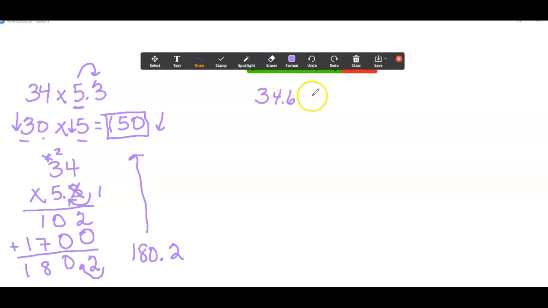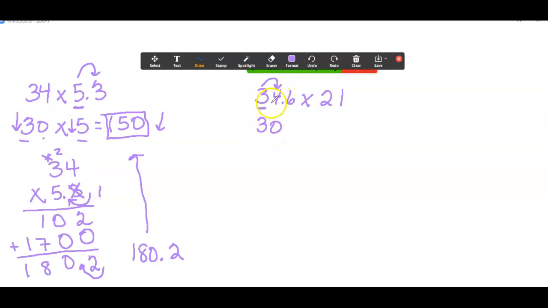34 and 6/10 times 21. All right, so if I look at this, oh my, 34 and 6/10. That is definitely not friendly. So I have a couple of options. I could change this to 30, okay? And that would be my front end estimation, change it to 30, because looking next door, that is less than 5, so this would be 30.